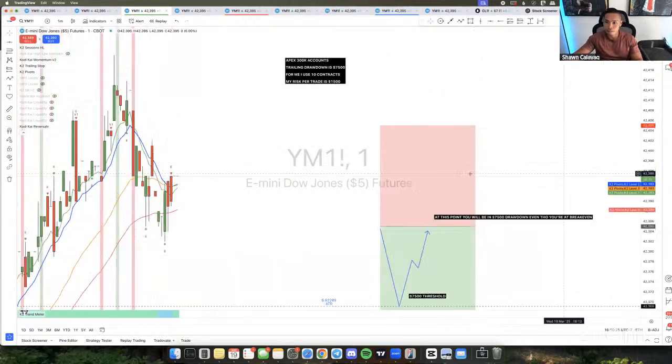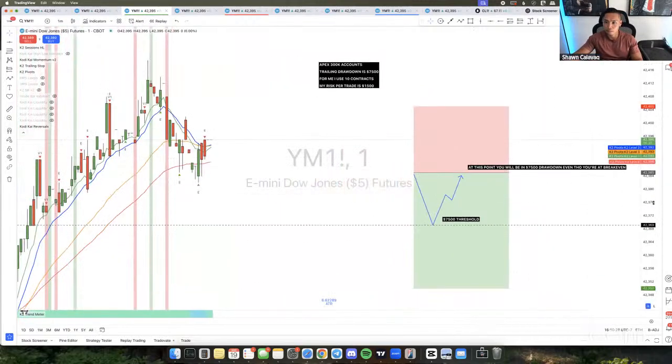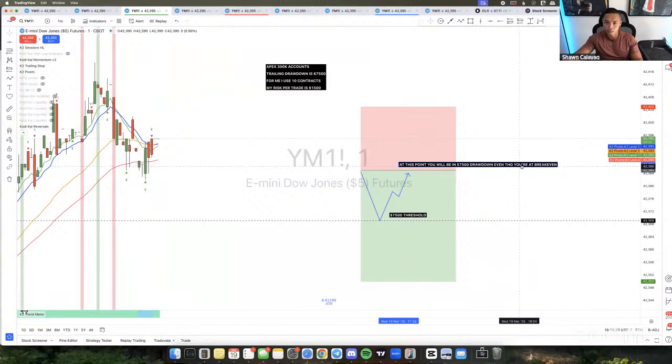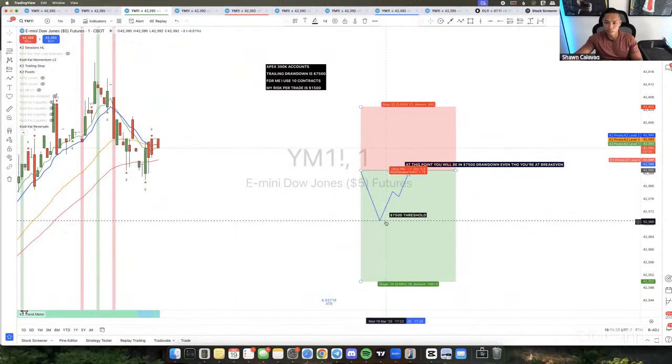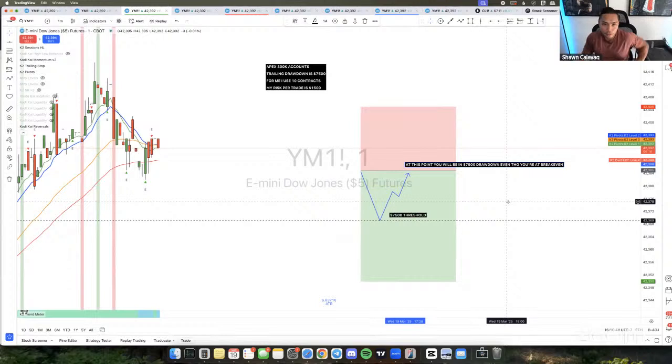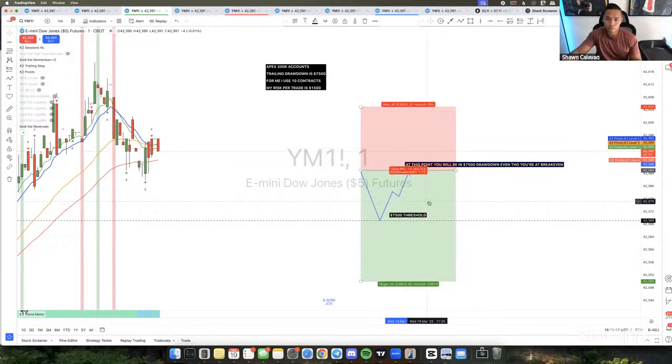Does that make sense? At this point right here, this is what sucks about the trailing drawdown: you'll be at 7,500 in profit, but if it goes back at all, any drawdown is going to eat into your trailing drawdown. So this is why it's important that you close out of your position if you're taking a big size like that. If you're taking one contract or a few contracts, that's completely fine. You're not going to run into problems. But for this one specifically, just for example purposes, this is how the trailing drawdown would work.